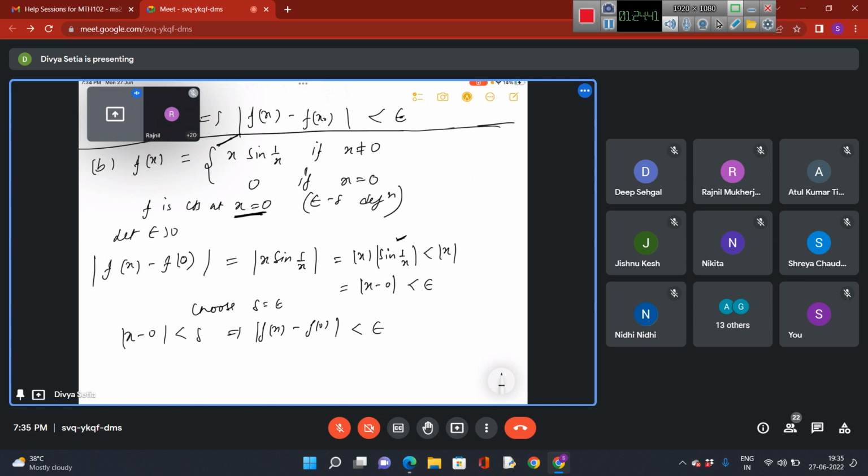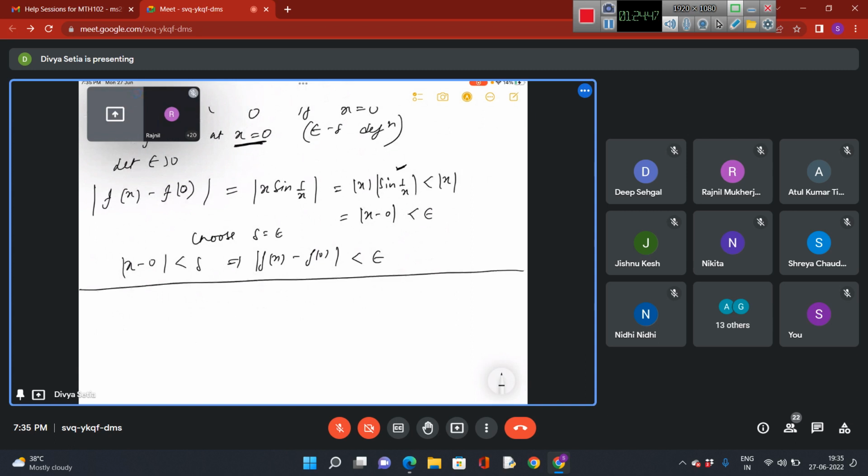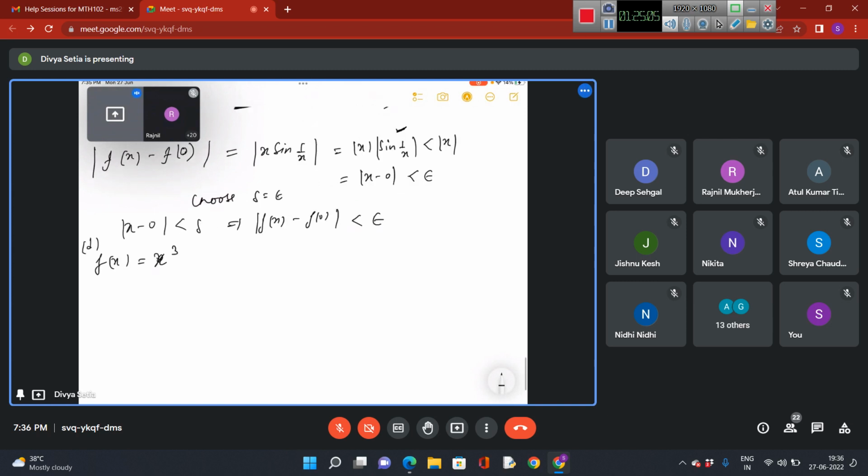Now the last question. I'll do one last question and then the rest of them I'll do in the next class. Suppose your function is now f of x equal to x cube. You have solved the second degree. What about third degree?